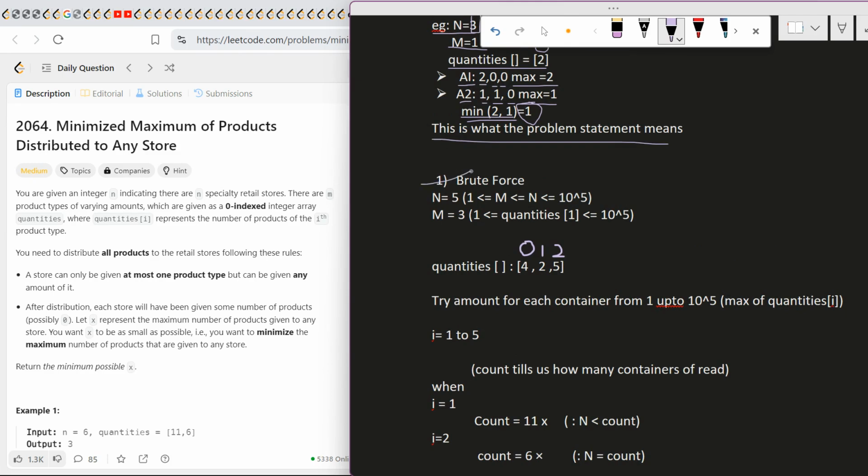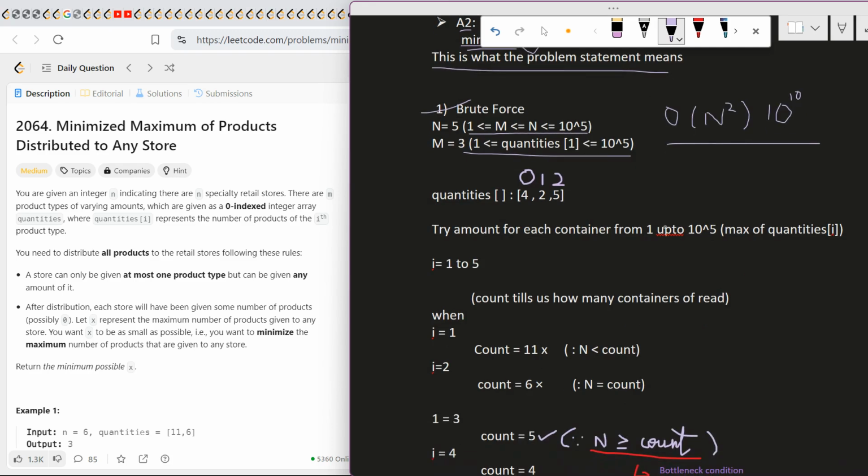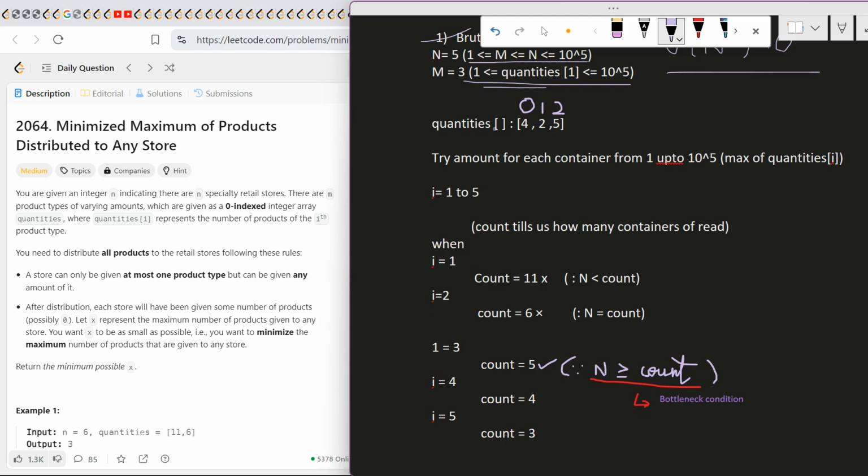First solution I can think of is a brute force one. These are the constraints given to us. So brute force would be order of n squared and complexity around 10 power 10, which would not work. But still we would try to get a brute force solution out of which we can get an optimal one later on. So here is another example.